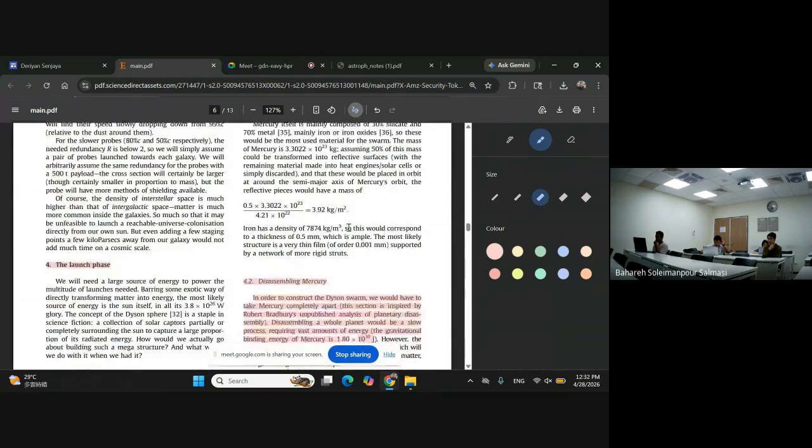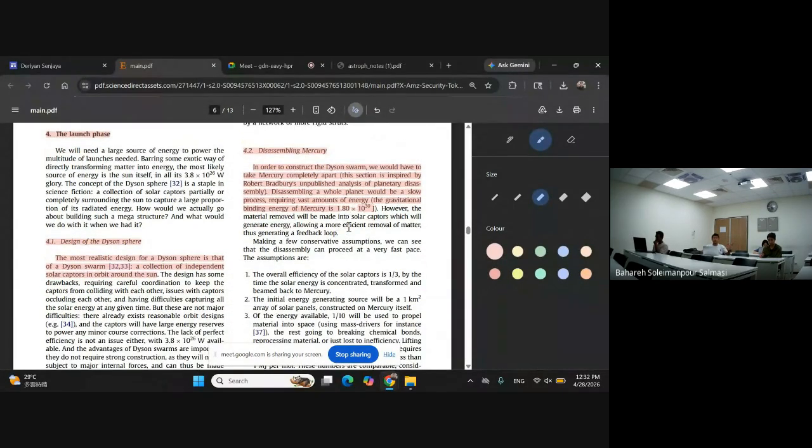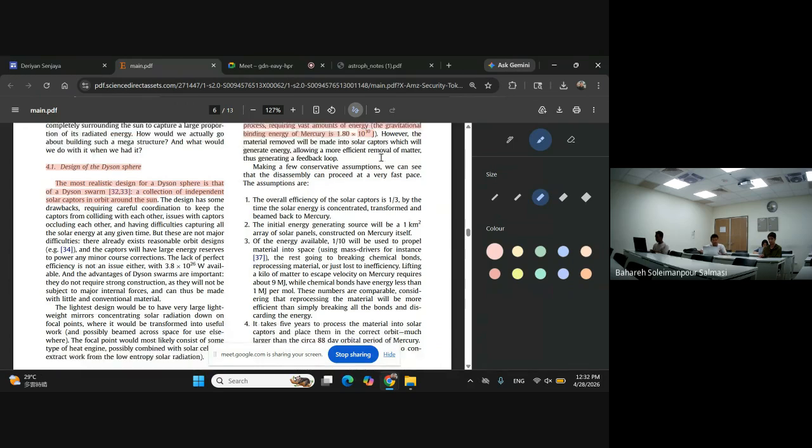And then they also discuss the launch phase. The launch phase, to colonize other stars, uses the design of the Dyson sphere. They try to create the Dyson sphere. So before creating the Dyson sphere, they should disassemble parts from their probes to create it. It takes a lot of energy too, because they have to overcome the gravity of the system. For Mercury, for example, it is about 1.8 times 10 to the 30 joules, a huge amount of energy to do that.